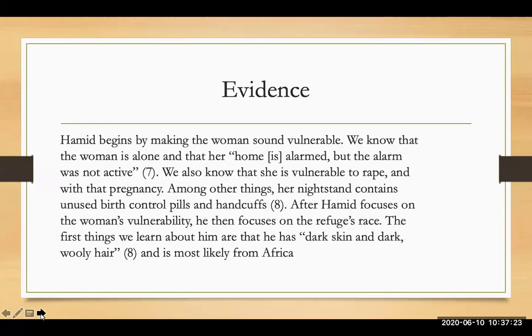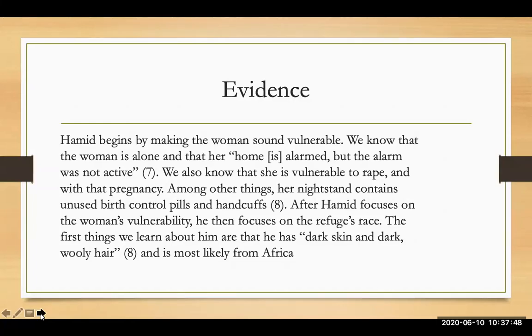Evidence. I have a lot of evidence here because I'm pulling from a lot of different parts of the passage. You may only have one quotation, and that's fine. But here's an example of me integrating a lot of different evidence. Hamid begins by making the woman sound vulnerable. We know that the woman is alone and that her home is alarmed, but the alarm is not active. We also know that she is vulnerable to rape and with that pregnancy. Among other things, her nightstand contains unused birth control pills and handcuffs.